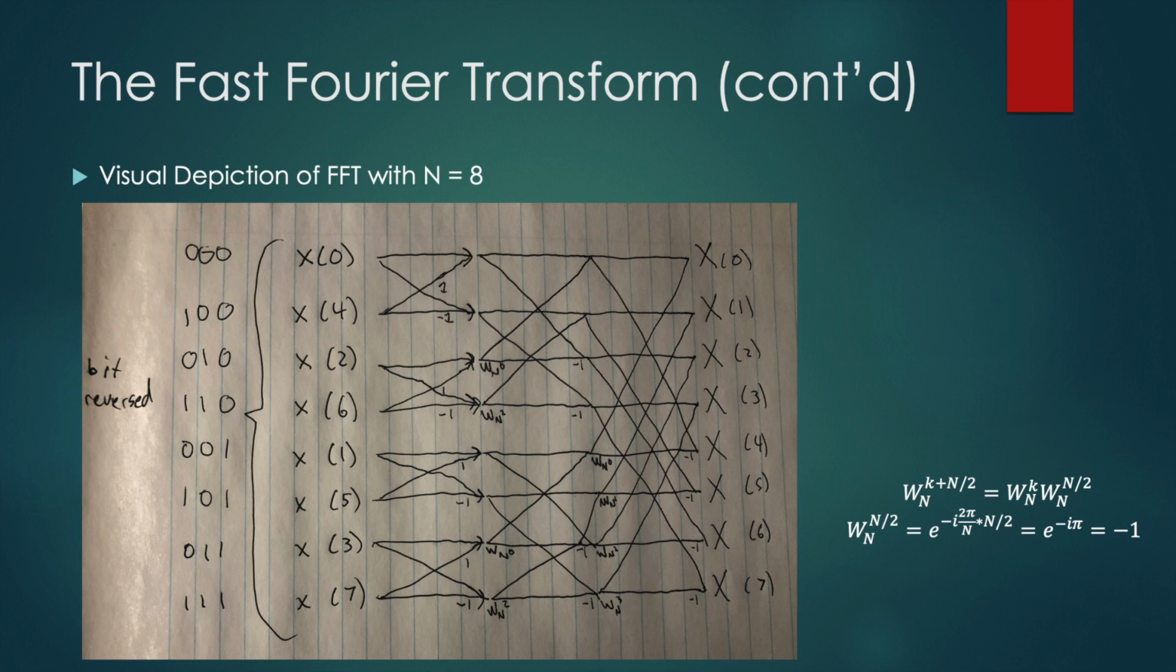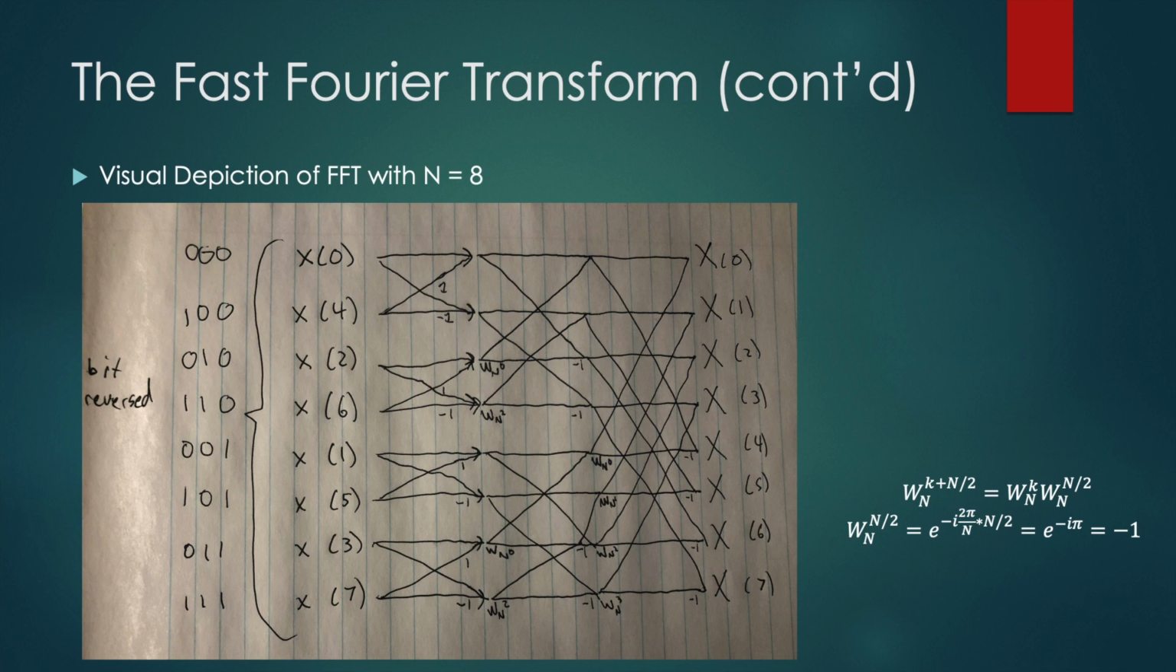So in this case, if you look at the top, x0 and x4, you have x0 plus x4 for your k0 term, and x0 minus x4 for your k1 term. You follow this pattern forward and then multiply the odd outputs by Wn to the k.